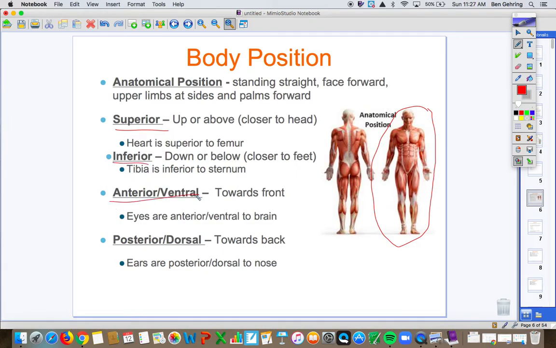Anterior and ventral. These two terms in humans means the same thing. Anterior means towards the front, ventral means towards the stomach, because this is our position. Front and stomach are the same direction. If we're talking about a dog, anterior means towards the front. Ready for a dog?